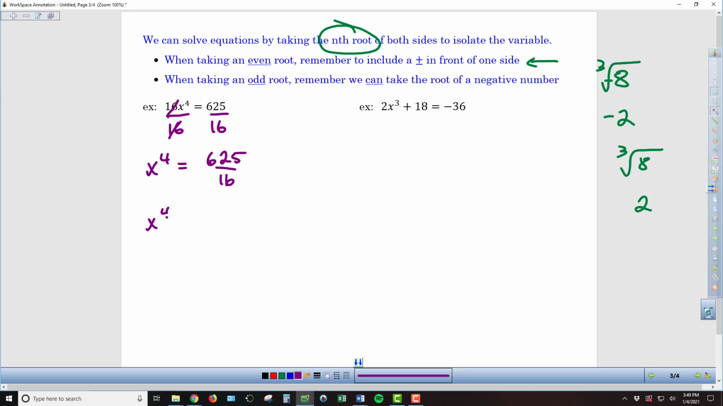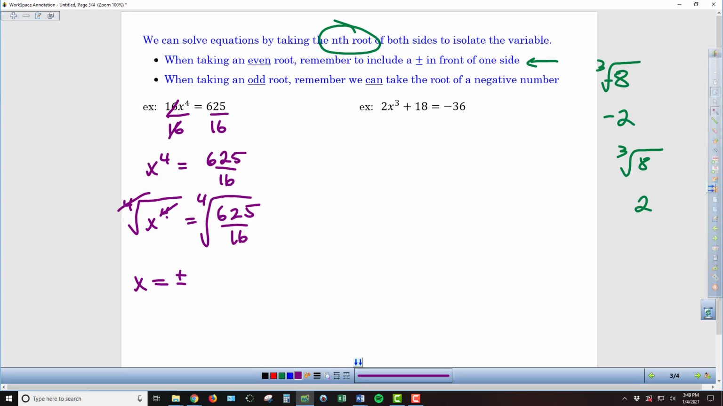So I'm going to take the fourth root of both sides. I'm just going to rewrite it so we can see it. So I'm going to take the fourth root to match the exponent that's on the x. If it was a cube root or a cube, I would take the cube root of both sides. If it was squared, I'd take the square root of both sides. So here the root and the exponent cancel each other out, so I end up with just x. I am going to need a plus or minus in front of my answer on this one because I am taking an even root of both sides.